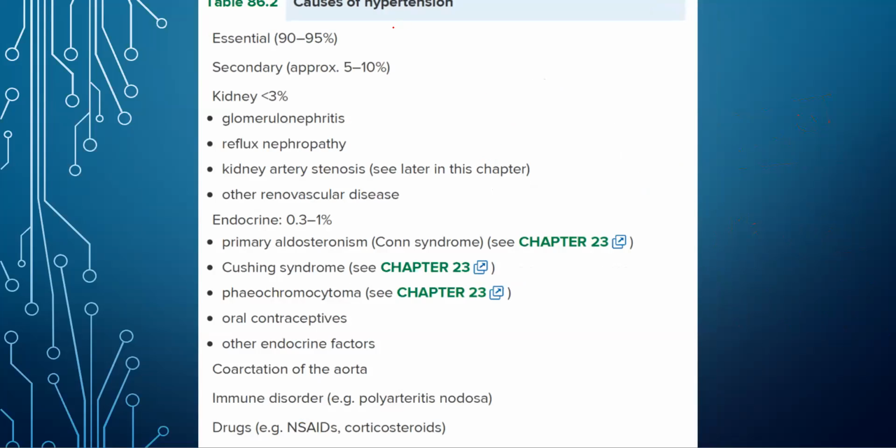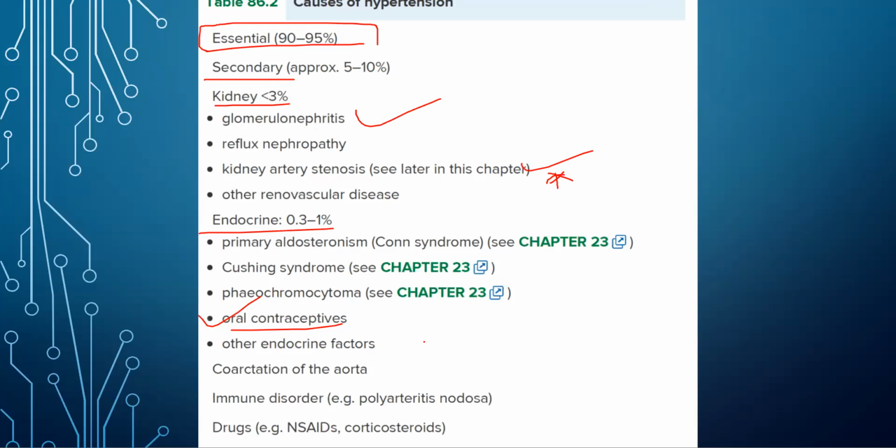There are some causes of hypertension, but in 95% of cases there is no cause, which we call primary or essential hypertension. Another 5% is secondary. So what could cause hypertension? Kidney-related causes like glomerulonephritis. Renal artery stenosis is very important, comes in the exam. Some endocrine-related causes like Conn syndrome, Cushing syndrome, pheochromocytoma. Patients on oral contraceptives can have hypertension. Coarctation of aorta can have it. Sometimes some drugs can increase blood pressure, like NSAIDs or steroids.